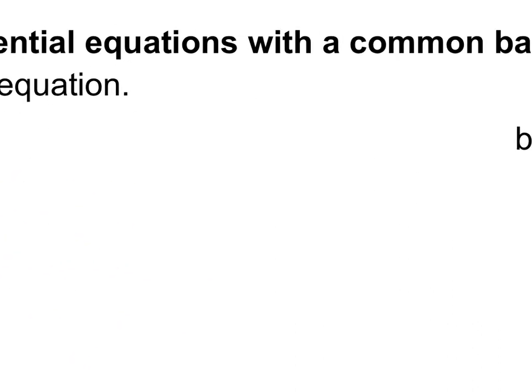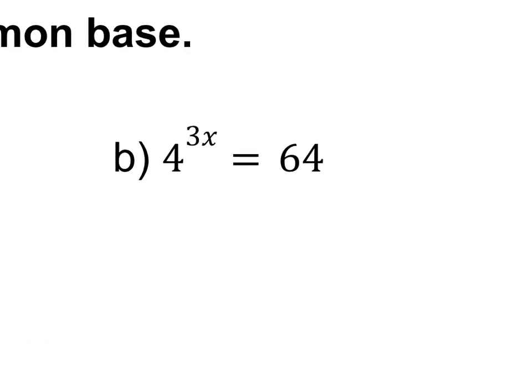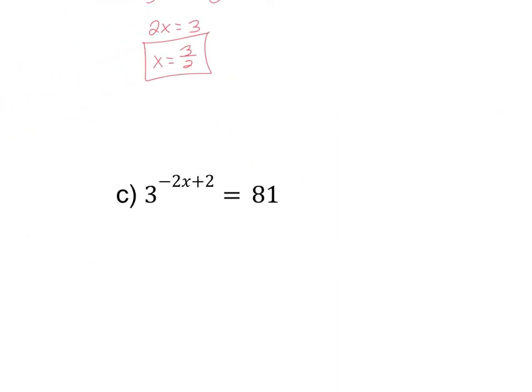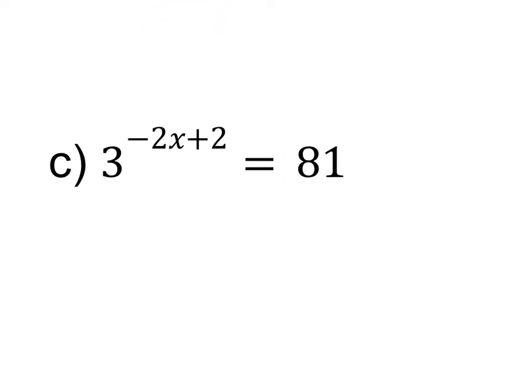Okay, let's do another one. Another one that's pretty straightforward and easy. 4 to the 3x equals 64. So it looks like 64, I can rewrite it as base 4. That would be 4 to the third power, right? So now that the bases are the same, you set the exponents equal to each other and divide by 3, so x is 1. Easy.